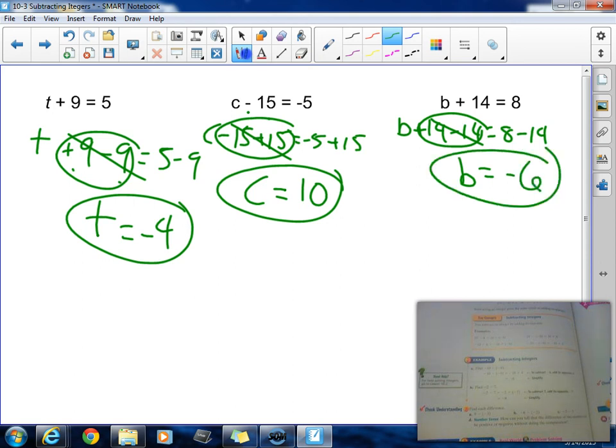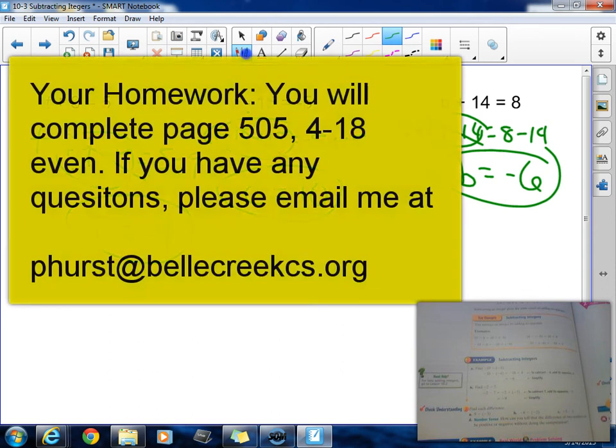And there I have it. So you can see how I can use my knowledge of adding and subtracting integers to solve algebraic problems. Well, that is the lesson. The key tonight is to remember to always add the opposite. When you're subtracting, add the opposite.